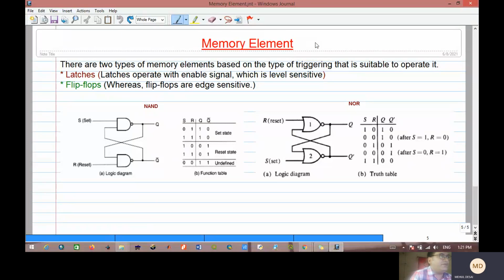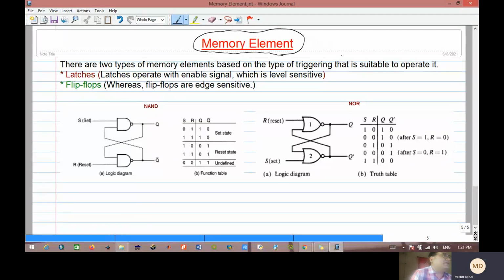So in this video, we will discuss the memory element. So what is a memory element? A memory element is nothing but something that stores binary information. What is binary information, that we know? Binary information means it contains logic 1 or 0.